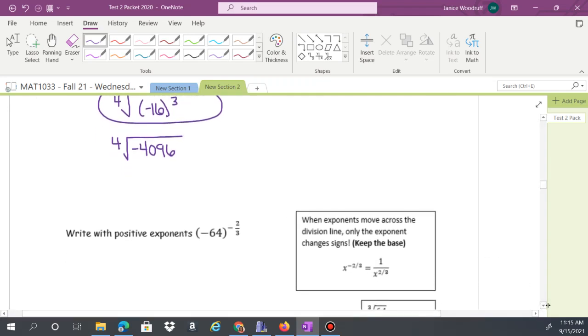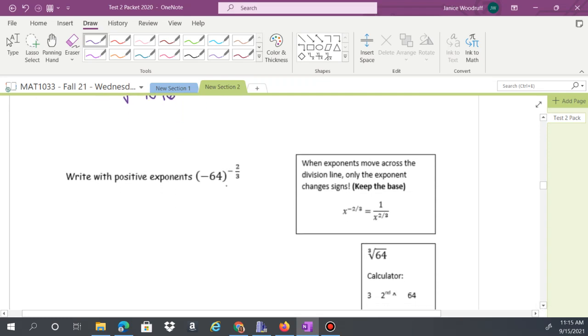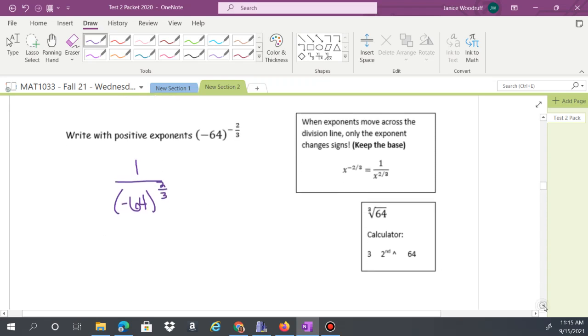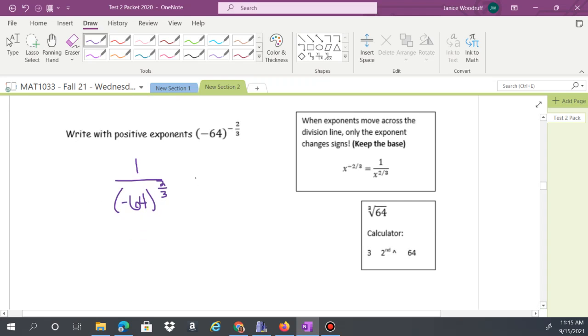Okay, and then this one just wants you to write this with positive exponents. So the negative exponent means this is going to drop into the denominator. So here we would go 1 over negative 64 to the positive 2/3. And then that's just writing it with positive exponents. It might want us to keep going. Again, that's something to play around with in your homework and see if it'll accept that. It might say that is correct, but please continue the problem, right?